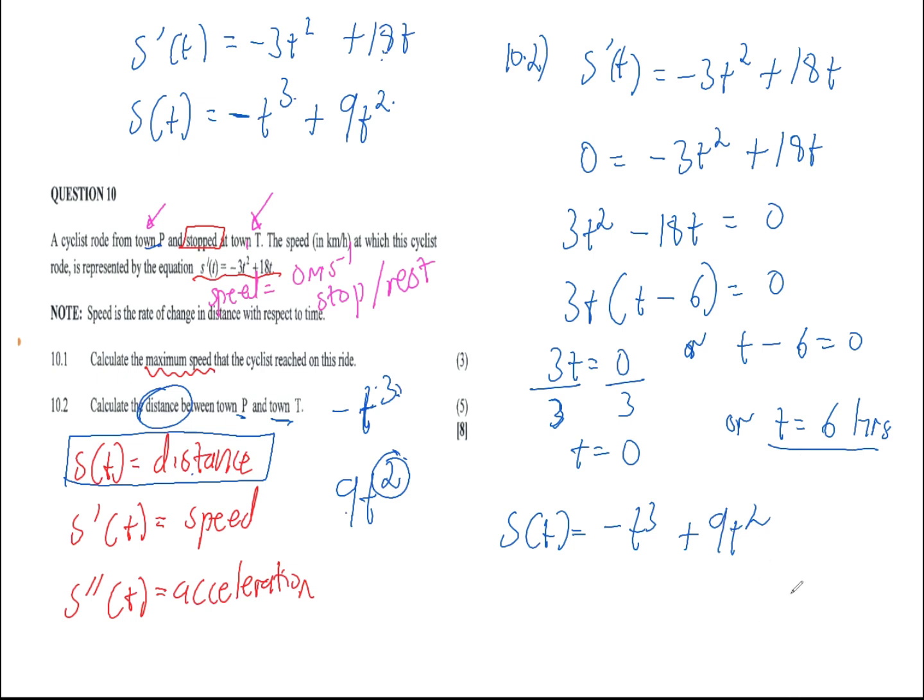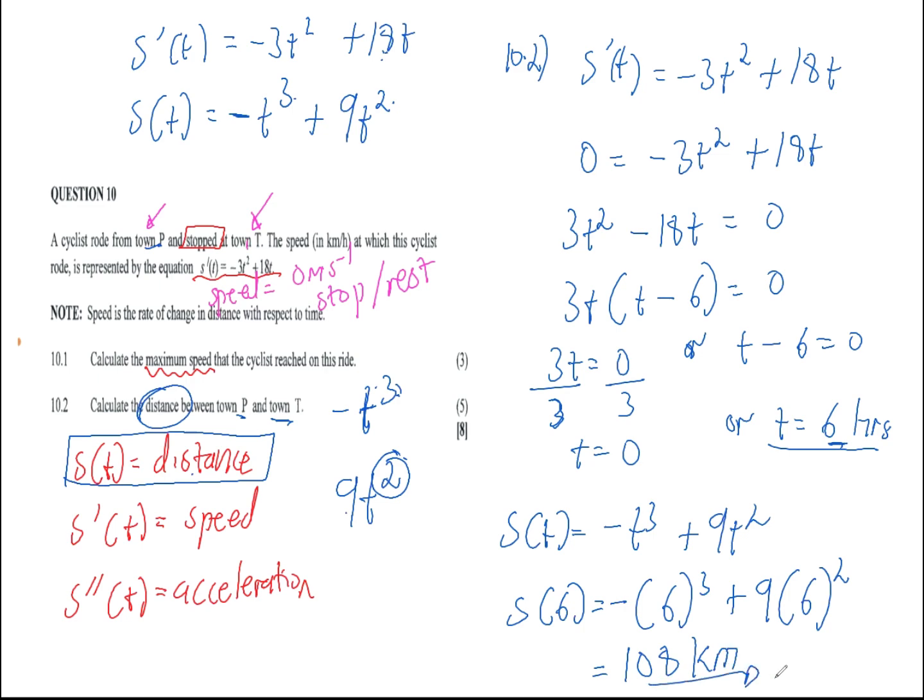But then remember that the time is 6 hours. So we want to find what is the distance that has been covered in 6 hours. So if our T is 6 here, then what is the distance that has been covered within that 6 hours? Then we put the 6 there, put it into our calculator, and we find that it will be 108 kilometers. So it's 108 kilometers. That's the distance that has been covered. So that's how you are supposed to get that.